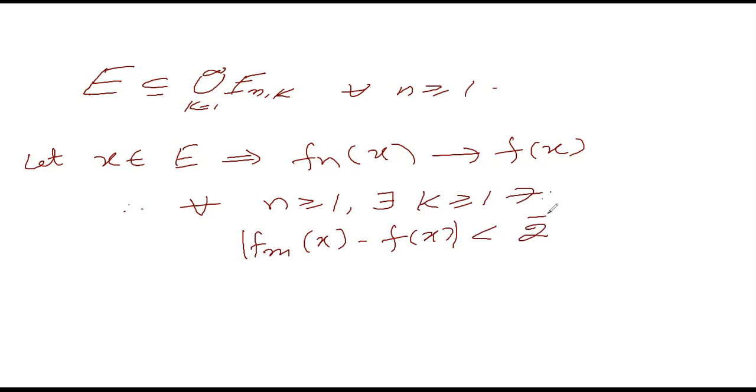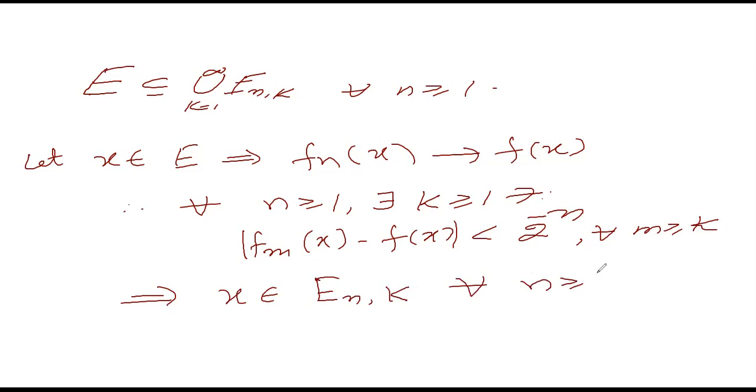This is your epsilon actually. For every n, we can treat 1 by 2 power n as a positive number, so this can be treated as your epsilon. For every epsilon positive, I can find a positive integer k such that |f_m(x) minus f(x)| is less than epsilon for all m greater or equal to k. So what does it mean? It means that our x belongs to E_{n,k}. Trivial by definition of E_{n,k}.